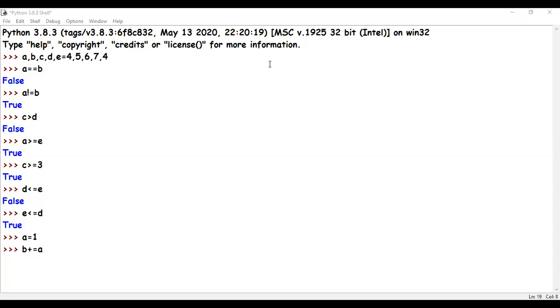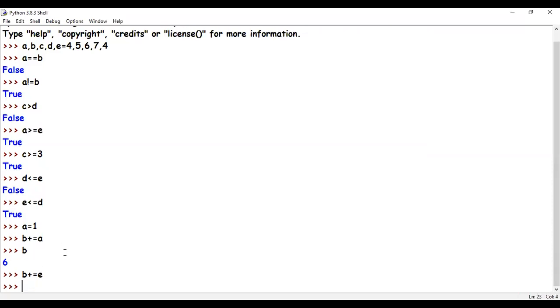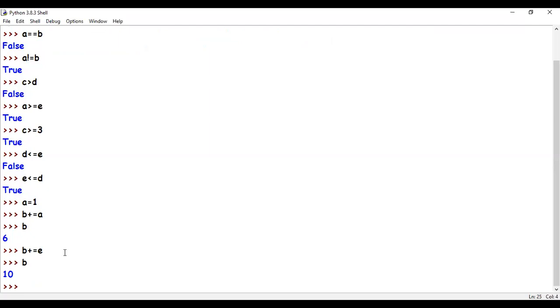So B plus equals to A will give me B is 5 and A is 1, so it will give me 6. The value of B will become 6. If I say B plus equals to E, now E is what? 4, B is 6, so it will add the two and it will tell me the answer will be 10. Understood? That is plus equals to.